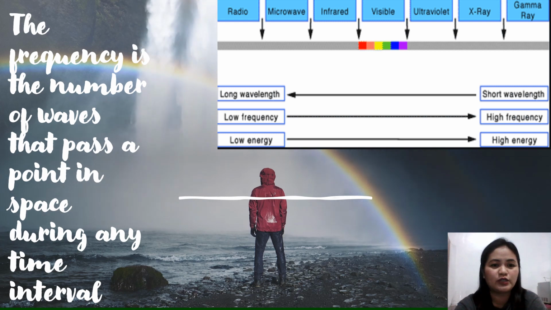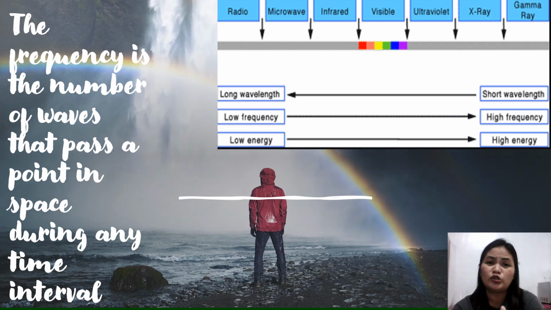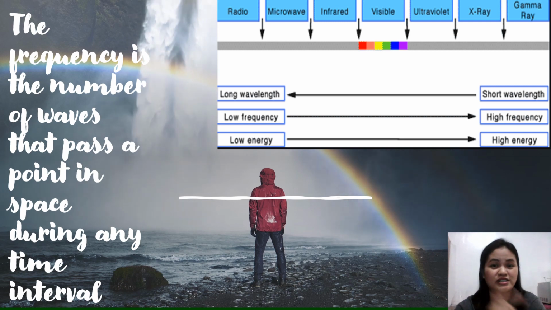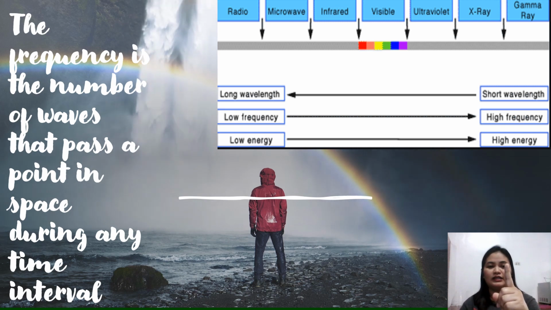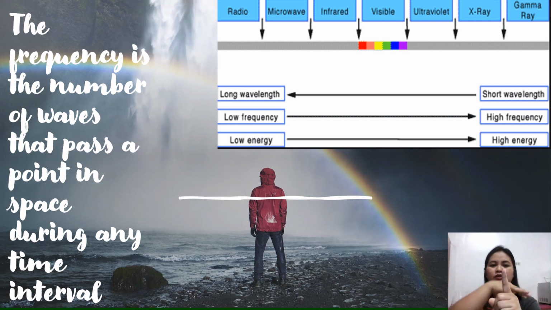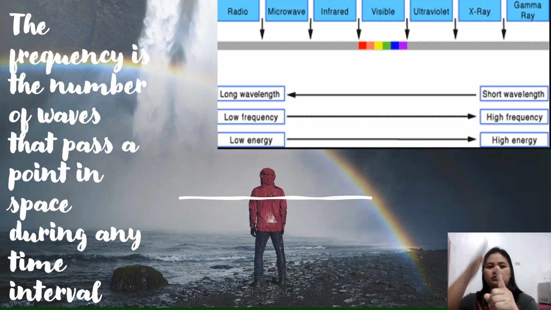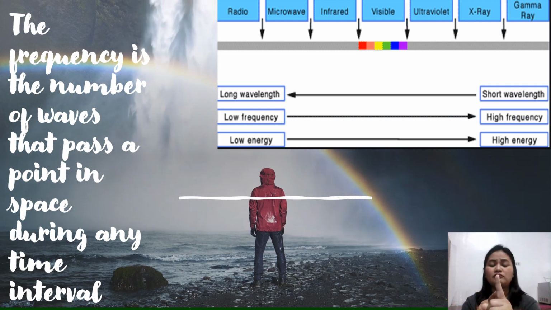Anong nandito? We have the frequency. How frequent? In Filipino, gaano kadalas ang minsan? Charot. The frequency is the number of waves that pass a point in space during any time interval. Ibig sabihin, ano ba to? Paano ko explain to? For example, this is the point of reference. Nakita niyo ba? And then, you will count how many waves pass through this point. Ganyan. Ilang waves ang makakadaan sa point na to in a time interval.